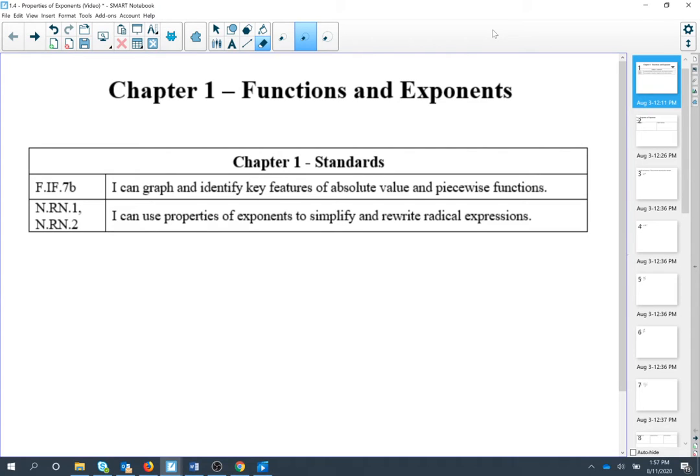Okay, everybody, and welcome back. We are going to be moving on to section 1.4. Just so you know, we do not do section 1.3, so you're not missing anything if you were wondering. For 1.4, we're going to be moving on to our exponents, which is our second standard for the chapter. So it says, I can use properties of exponents to simplify and rewrite radical expressions.